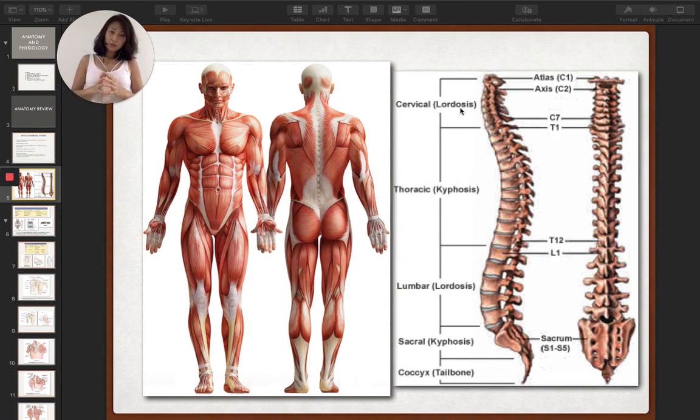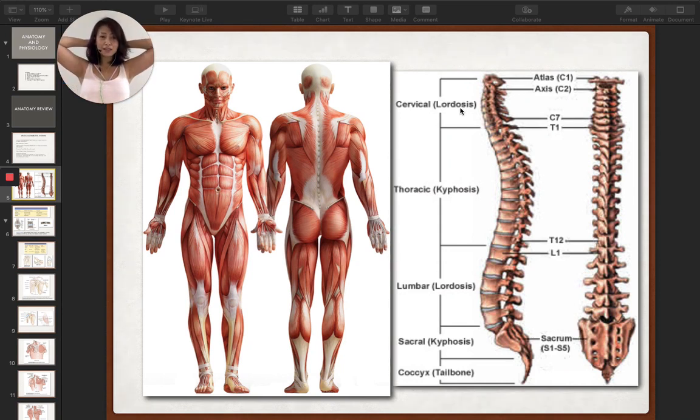spine. For the cervical spine, we have, yes, 7 cervical vertebrae, starting from the top one, which is called C1, or they would call it atlas as well. The reason why they call it atlas is because of the shape that looks like the horizontal lines of the earth or the atlas. So it's like holding your globe, your whole earth, here on top of the atlas. So atlas is C1.